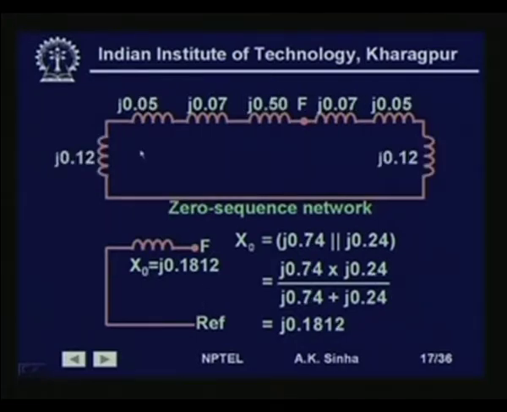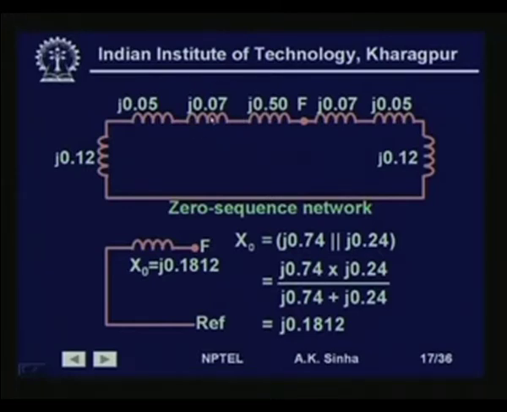Now, for the zero sequence network, the zero sequence reactance of the generator is 5%, which is j 0.05, and the grounding reactance is 4%. So here we will get 3 times Xn. So we have j 0.12, 3 times 0.04. So this will be the reactance here.